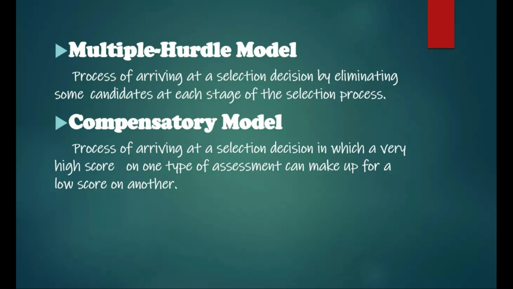There are two models in the selection decision. The first one is the multiple hurdle model. The process of arriving at the selection decision by eliminating some candidates at each stage of the selection process. It's as simple as that. So from reviewing resumes and then testing and interviews, then follow-up interviews, checking references and backgrounds, and then interviews again and again until they find the best one.